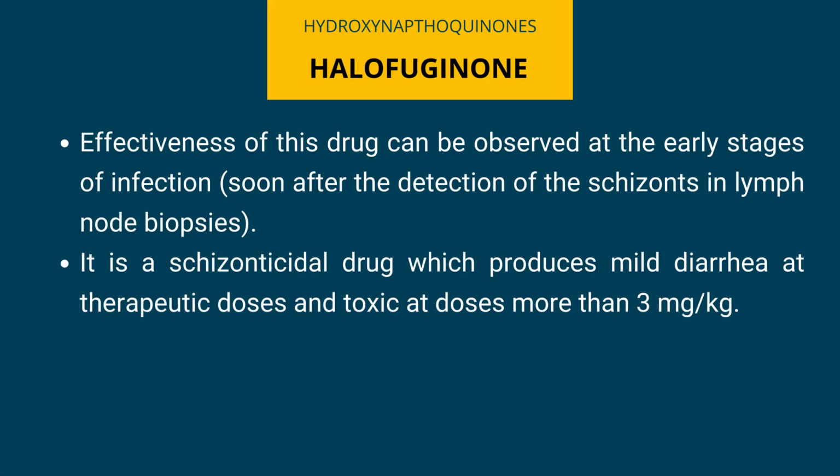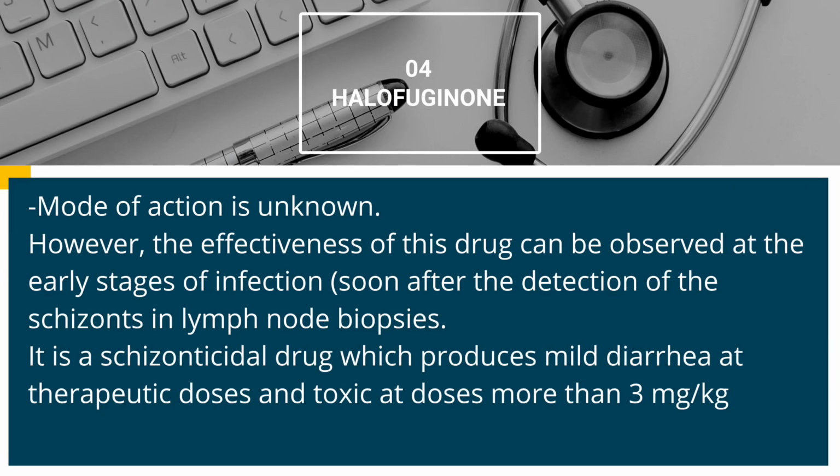HALOFUGINONE. Effectiveness of this drug can be observed at the early stages of infection. It is a schizonticidal drug which produces mild diarrhea at therapeutic doses and is toxic at doses more than 3 mg per kilogram. Mode of action is unknown.